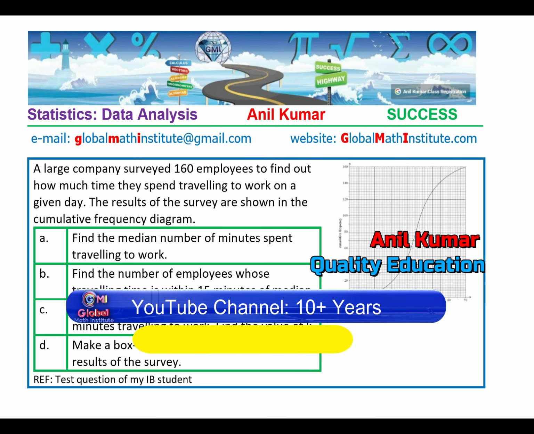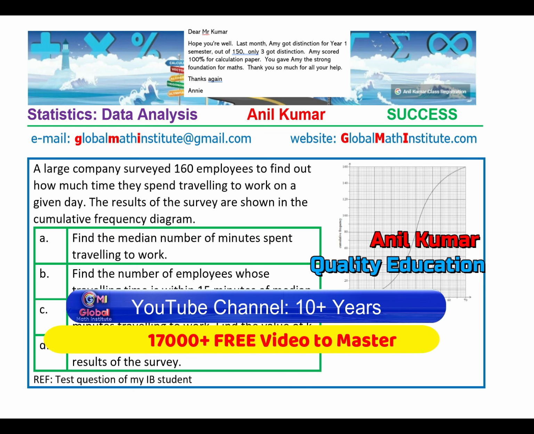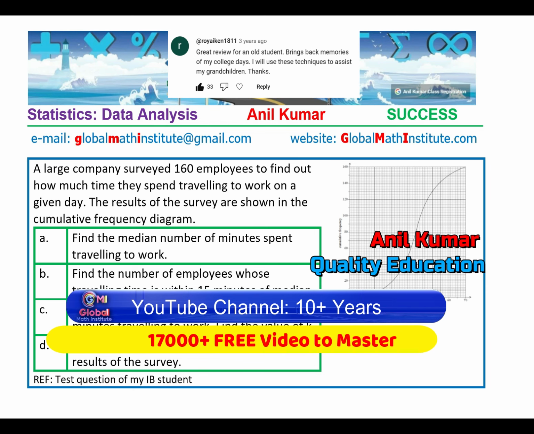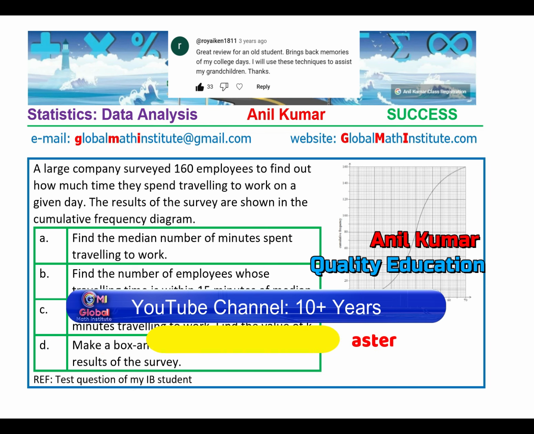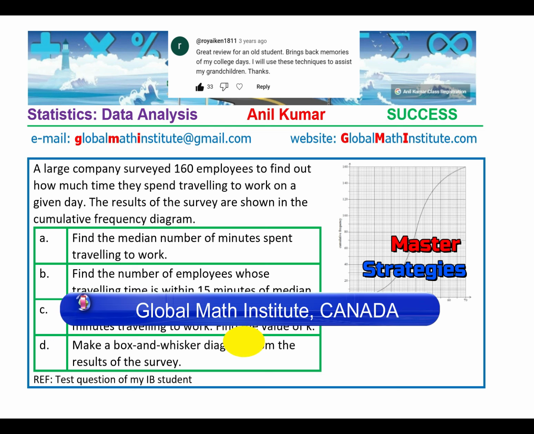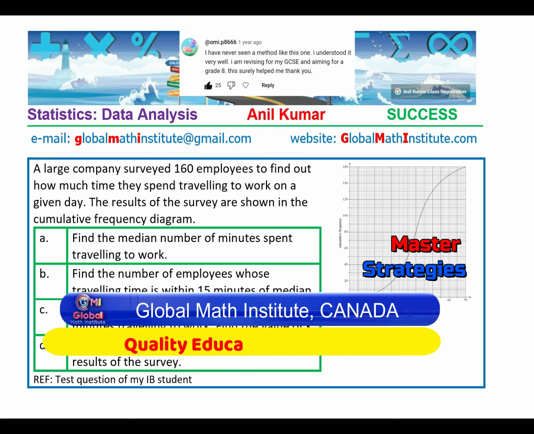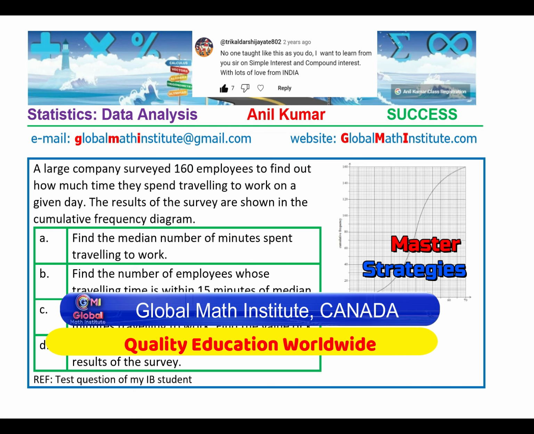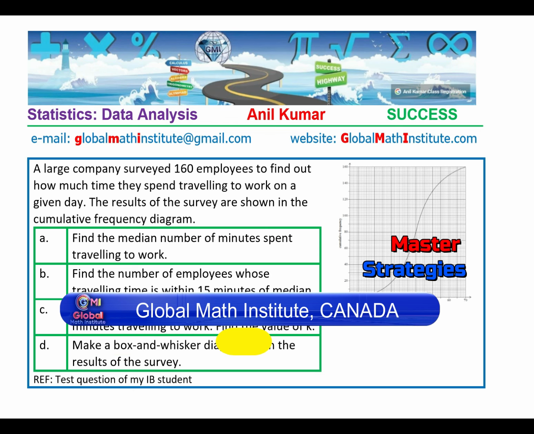Let us explore cumulative frequency graph and then make a box and whisker diagram. An important exercise for all the students taking statistics. Here is a question shared by one of my IB student, and I hope its solution will help many others.